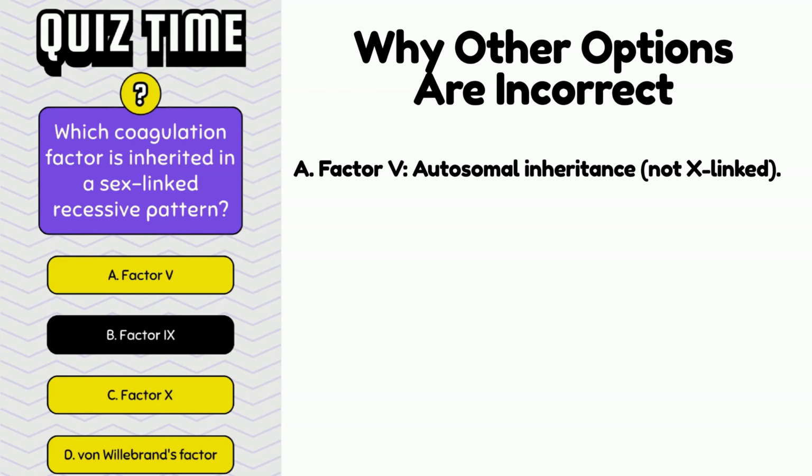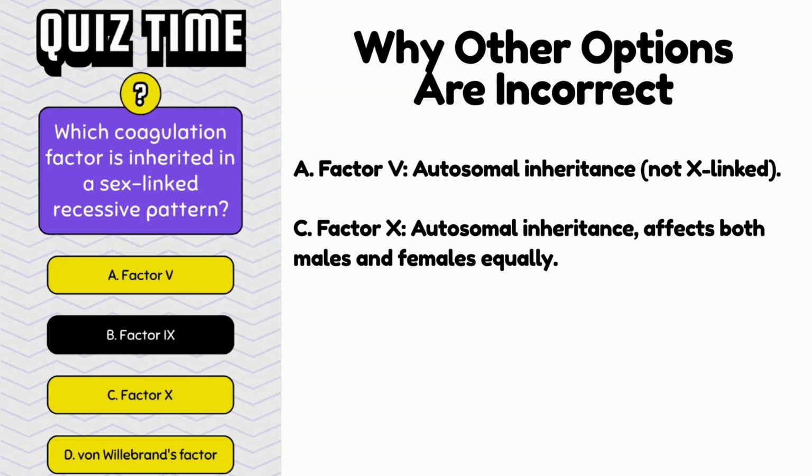Why the other options are incorrect? Factor V is inherited in an autosomal pattern, not X-linked. This means it's located on one of the non-sex chromosomes and is inherited equally in males and females. Factor X is also inherited in an autosomal manner. Like factor V, it's located on a non-sex chromosome and affects both males and females equally.